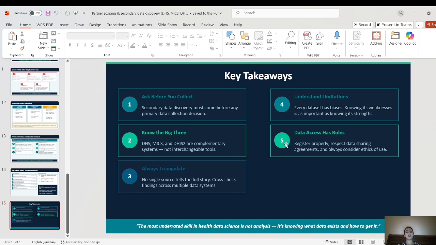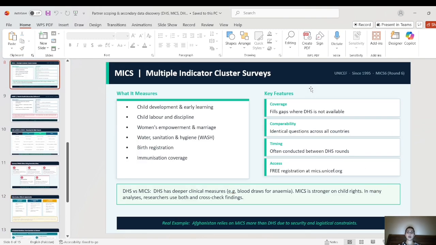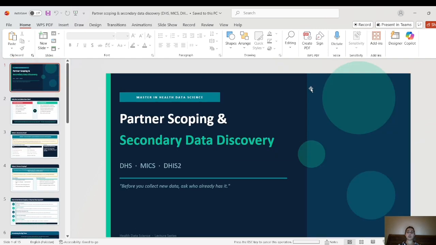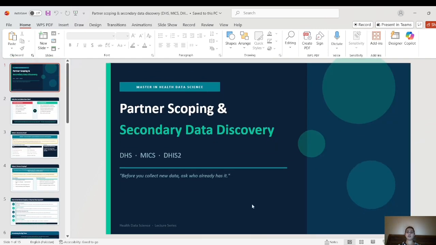All right, data access has rules. You're going to register properly, you're going to respect the data sharing agreements as always, and consider the ethics of use. The most underrated skill in health data science is not analysis, it's knowing what data exists and how to get that specific data. I hope this is clear to you guys by now. Just look out for these things and remember the big threes as well.